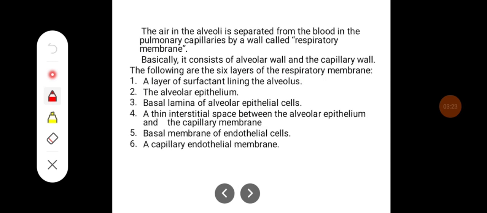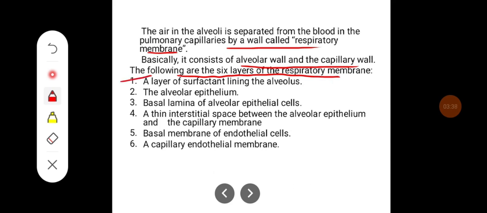Air in the alveoli is separated from the blood in the pulmonary capillaries by a wall called the respiratory membrane. Basically, it consists of the alveolar wall and the capillary wall. The following are the six layers of the respiratory membrane.